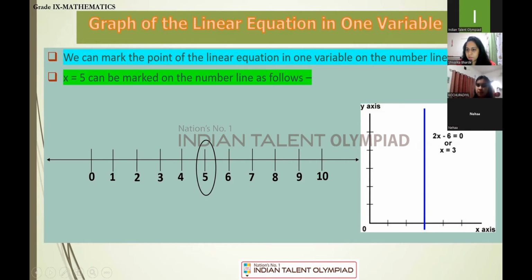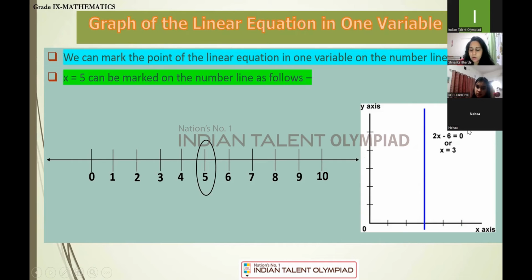Yes, ma'am. So x is equal to 5. See, this is another example, x is equal to 3. On this line, wherever you take the value of x, it will always be 3. So the value of y is changing, but the value of x is 3. So this is again a straight line.